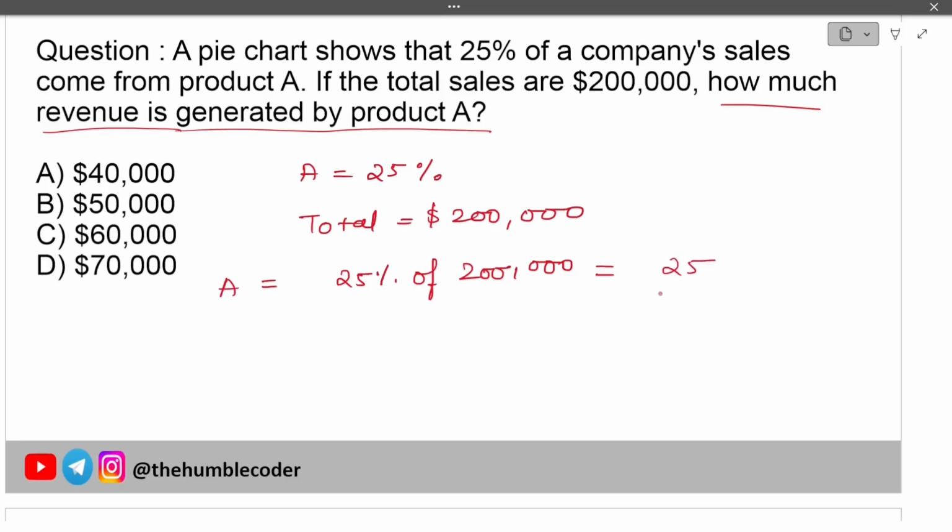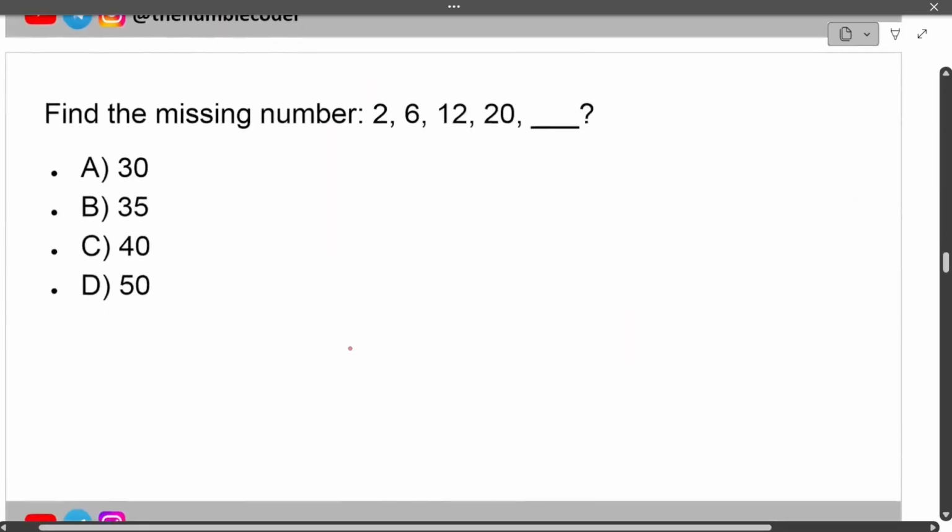Let's try to solve it. 25 by 100 into 200,000. So this will cross off, and then when we solve it, the answer that we will get is 50,000. Okay, so let's see the options that we have. Answer option B is the answer for this question. Moving on to the next question now.